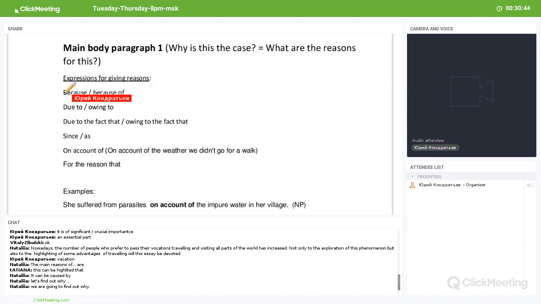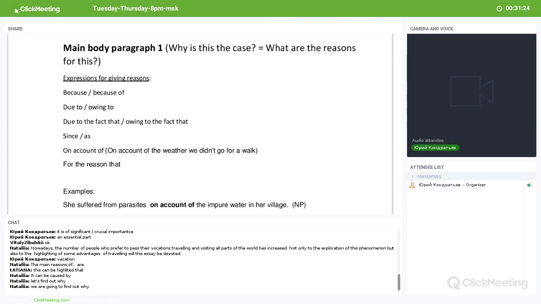So the expressions are because, and then you need to use subject and verb. Because something does something, or because of, and then you use a noun or maybe a gerund. Due to or owing to, and then you use a noun or noun phrase again. Then due to the fact that, or owing to the fact that. After this, you need subject and predicate. You can also say predominantly due to the fact that. It sounds very academic.